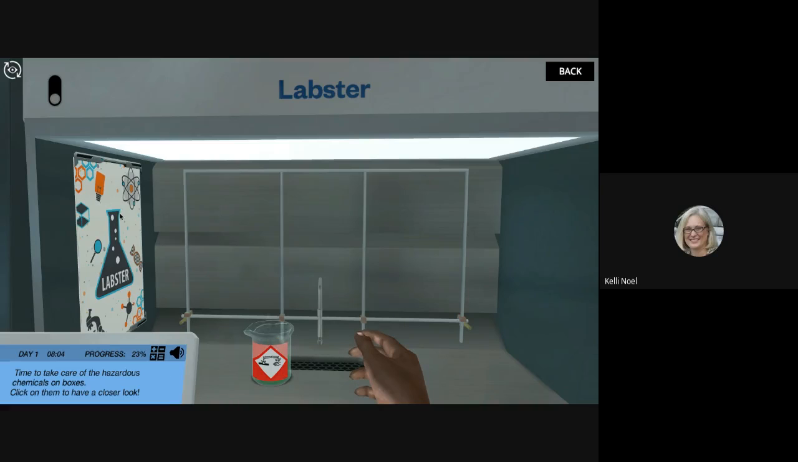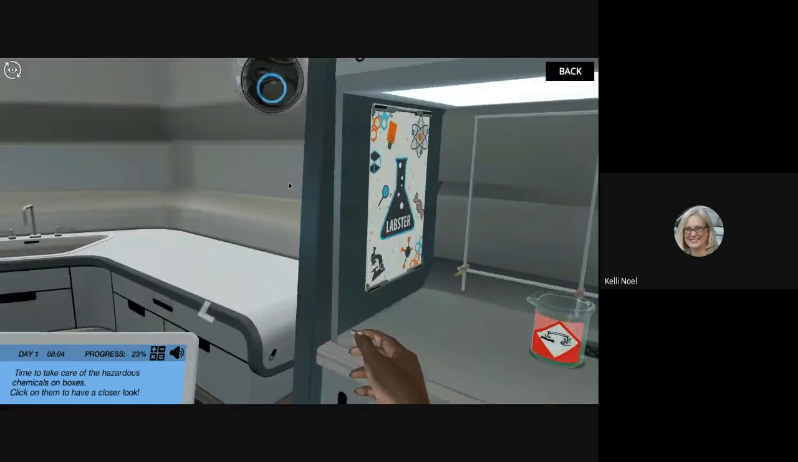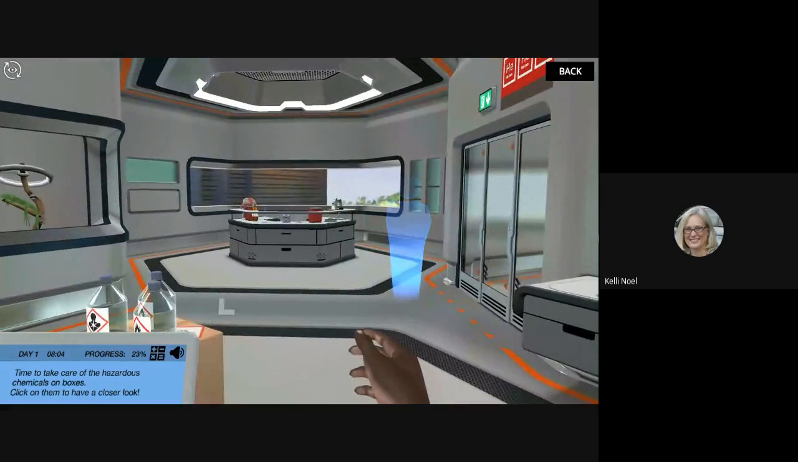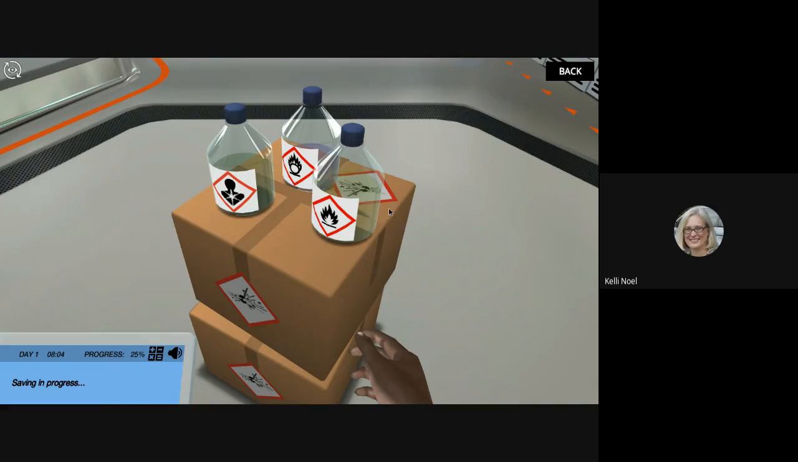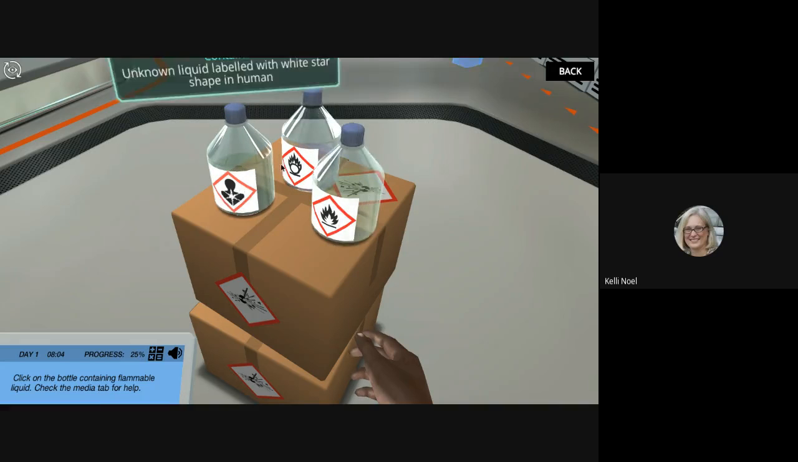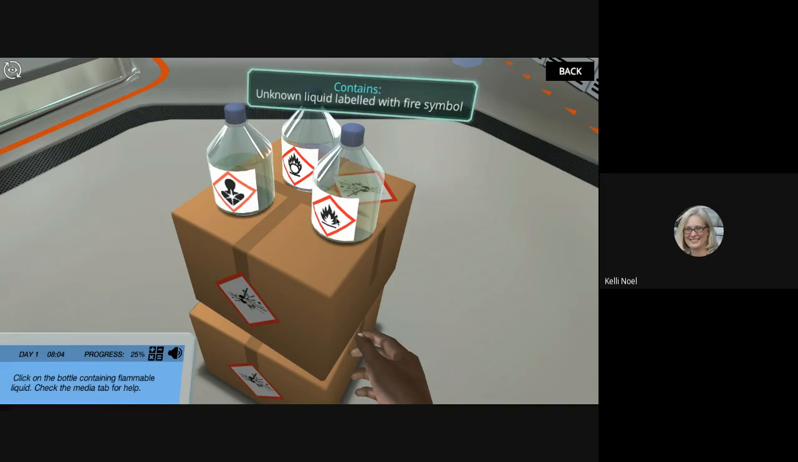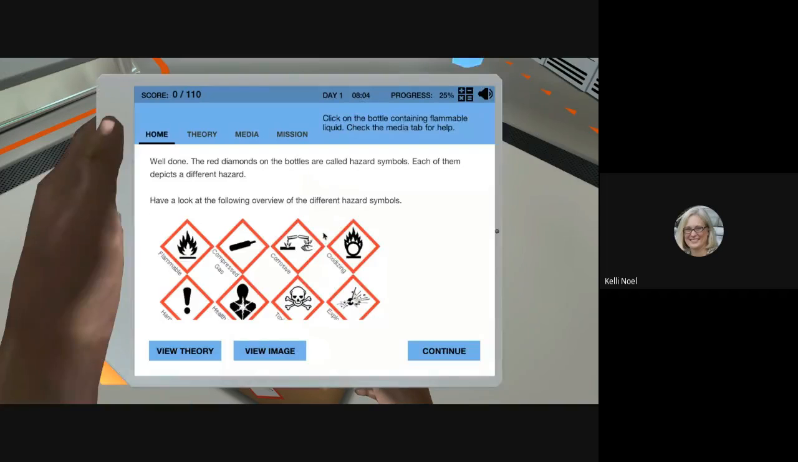Time to take care of the hazardous chemicals on the boxes. Click on them to have a closer look. Click on the bottle containing flammable liquid. Check the media tab for help. All right. If you didn't know which one of these were flammable, you would click here and click on the media tab. But this is a fire. Well done.